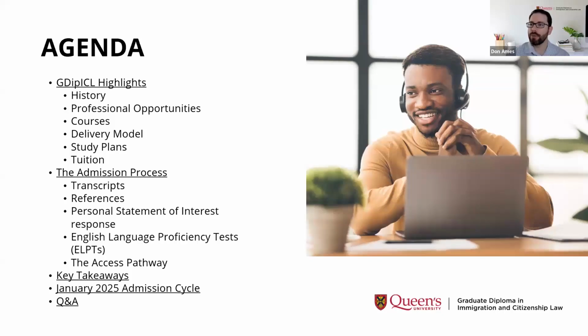That's going to provide you with all of the admission criteria for the program, starting with the things that every single applicant must provide, including transcripts, references, and the personal statement of interest response. And then we're going to talk about those things that are only required for some of our applicants, such as English language proficiency test scores and a review of the access pathway.